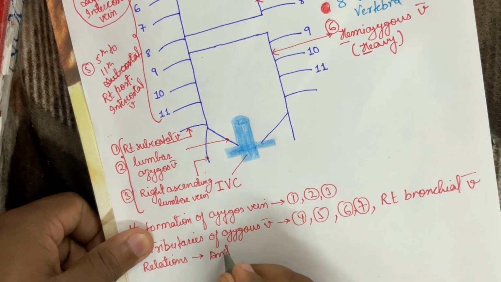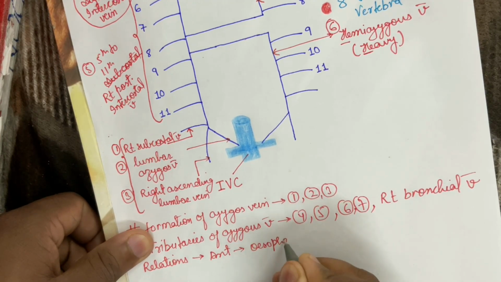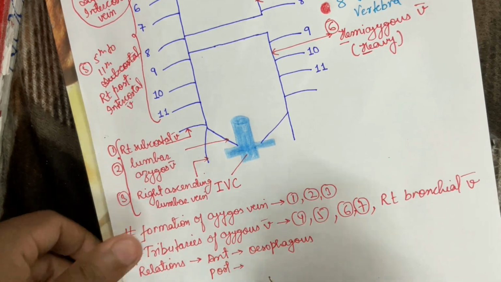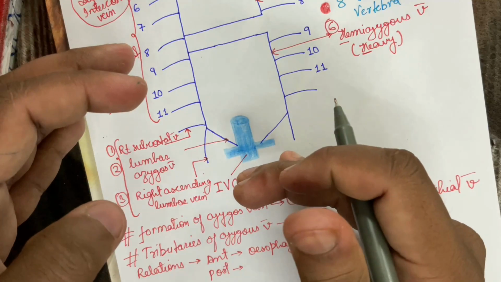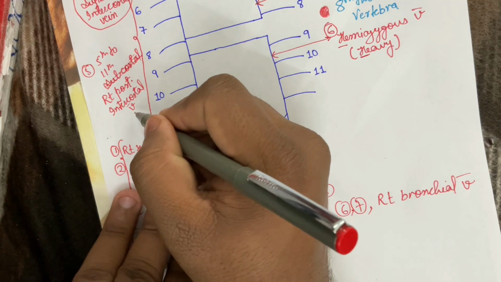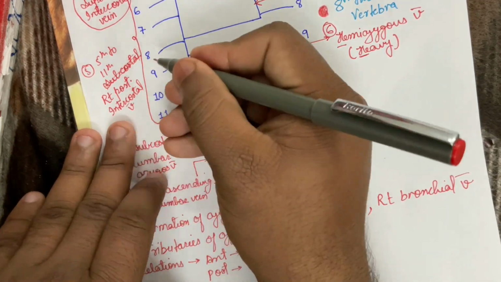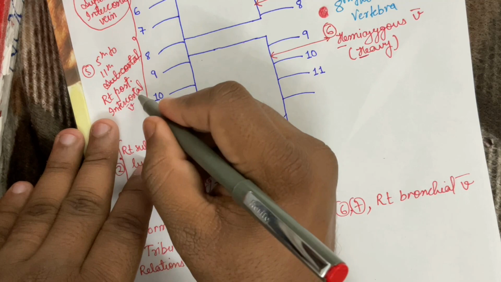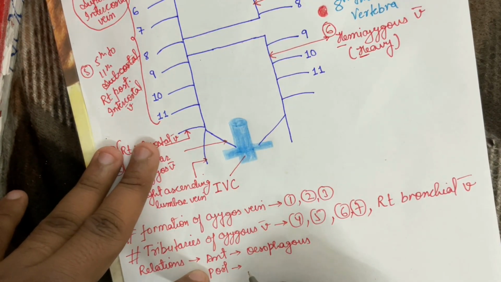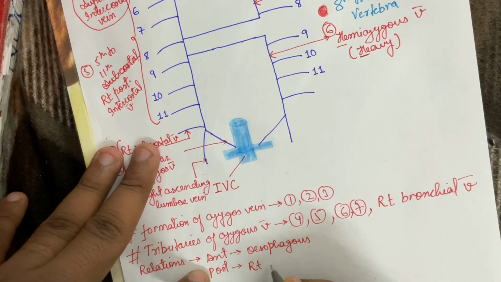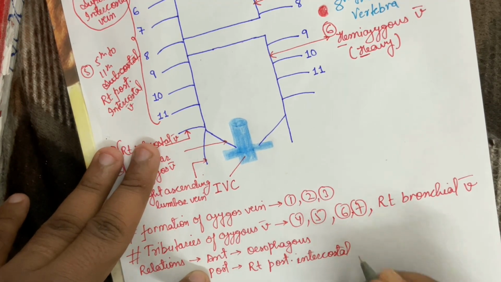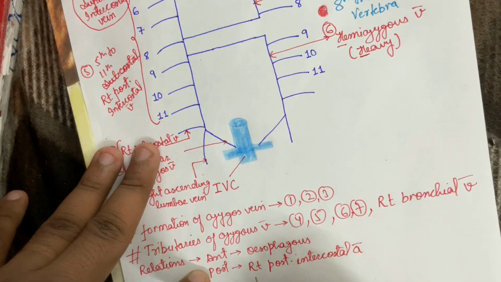Relations of the azygos vein. Anteriorly, the esophagus. Posteriorly, the lower 8 thoracic vertebrae are present, along with the right posterior intercostal arteries. The right posterior intercostal veins run parallel, and posterior to these the right posterior intercostal artery is present. So in the posterior relation of the azygos vein, the right posterior intercostal artery and the lower 8 thoracic vertebrae are present.